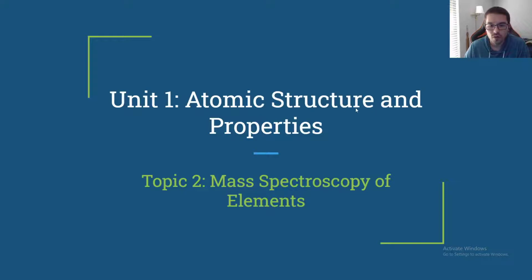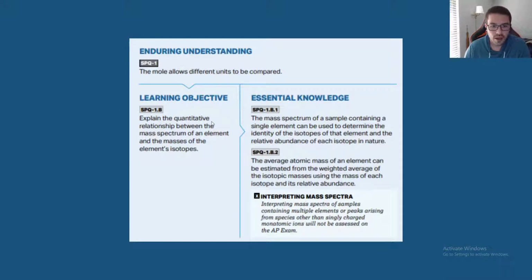So we're still in Unit 1, Atomic Structure and Properties, but now we're on to Topic 2, which is about the mass spectroscopy of elements. Okay, so let's go ahead and dive on in. As I said in the first video, each time we go over a new topic, I'm going to show you this from the AP course and exam description. So the learning objective for today's topic is to be able to explain the quantitative relationship between the mass spectrum of an element and the masses of the element's isotopes.